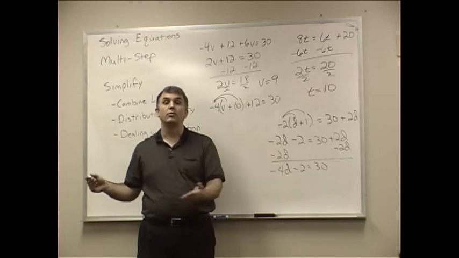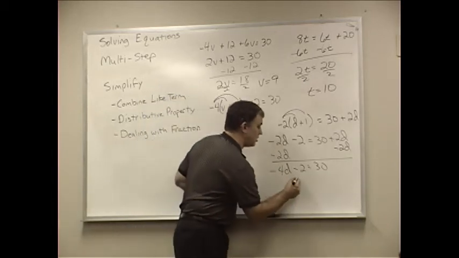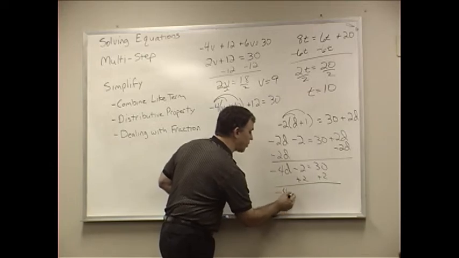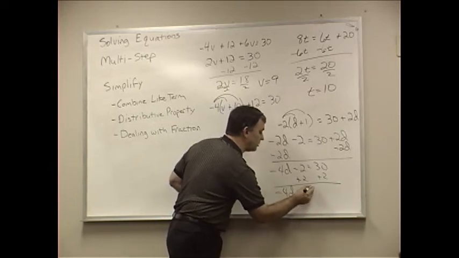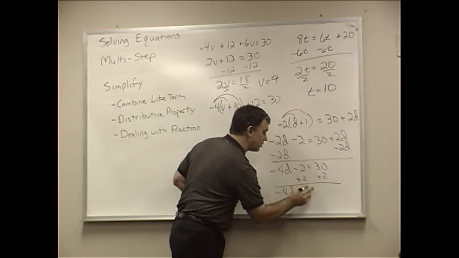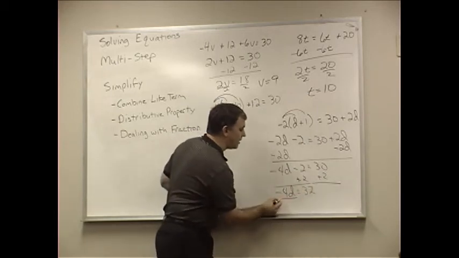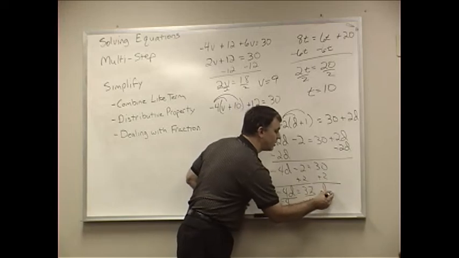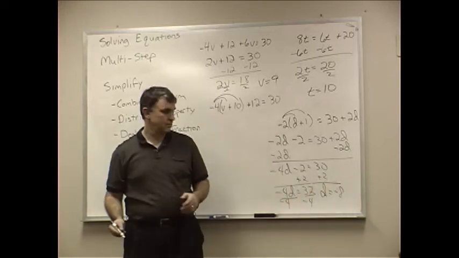Again, we're back to a two-step equation. Plus 2, plus 2, negative 4d equals 32. Divide both sides by negative 4, d equals negative 8.